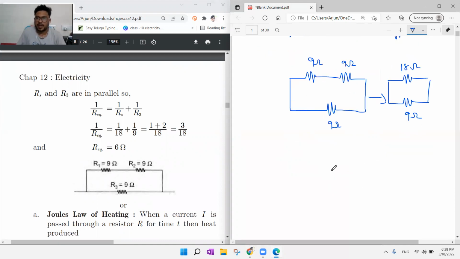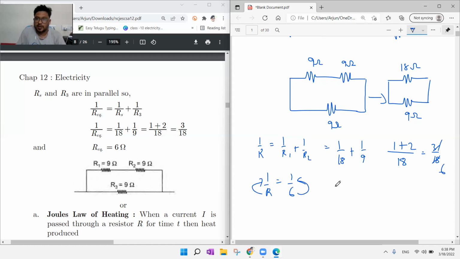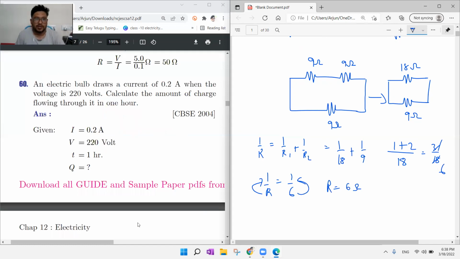Now 2 resistors are in parallel. We have to use the formula 1 by R is equal to 1 by R1 plus 1 by R2, which is equal to 1 by 18 plus 1 by 9. The LCM of 18 and 9 is the bigger number, 18. 18 ones are 18, plus 9 twos are 18, that is equal to 3 by 18. 3 sixes are 18, so 1 by R is equal to 1 by 6. Taking the reciprocal, R becomes 6 ohm. That's what they asked in the question.